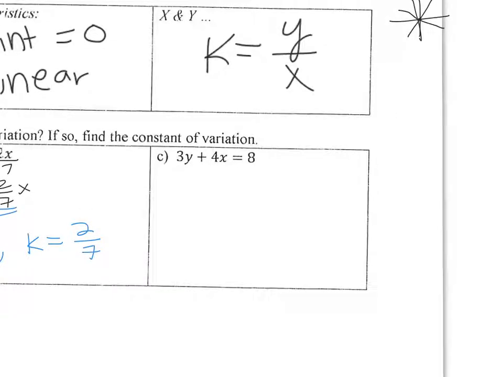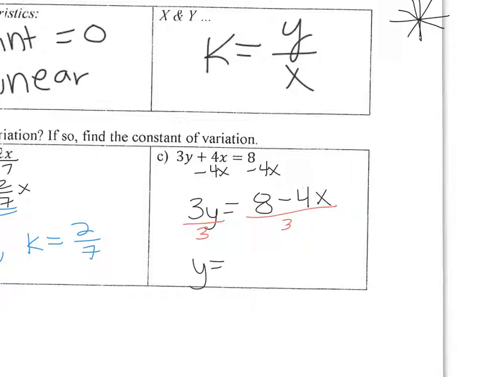Okay, letter C. I'm going to solve for y, so I'm going to subtract 4x from each side. Now these two are not like terms, so I can't do anything with that besides write it as 3y equals 8 minus 4x. Then I'm going to divide both sides by 3. You have to divide each term by 3. So this is going to be y equals 8/3 minus 4/3 x.